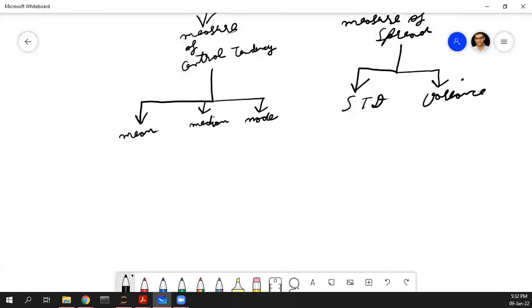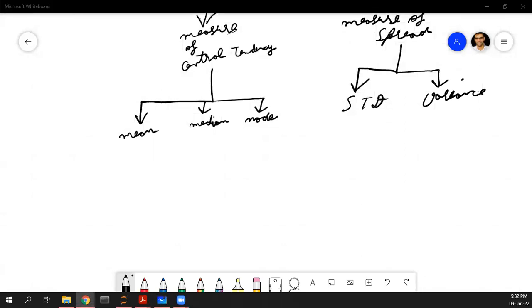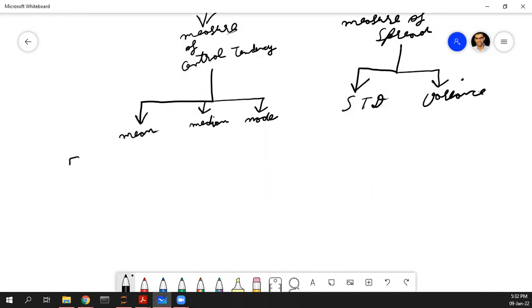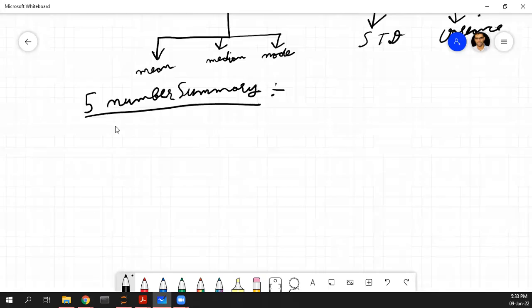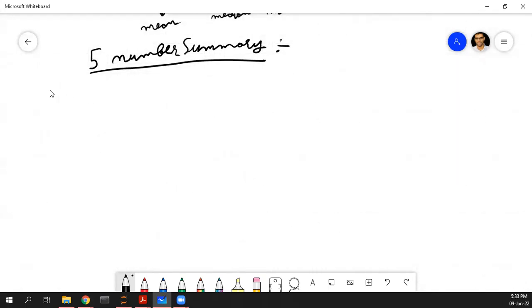There is this 5-number summary that we are going to discuss, that we have seen. By seeing these 5 numbers, we can get to know about the distribution of the data. Now, what are these 5 numbers? First is the minimum. What is the minimum point of your data?